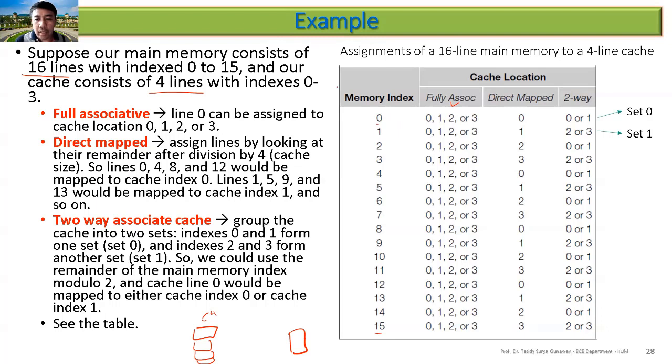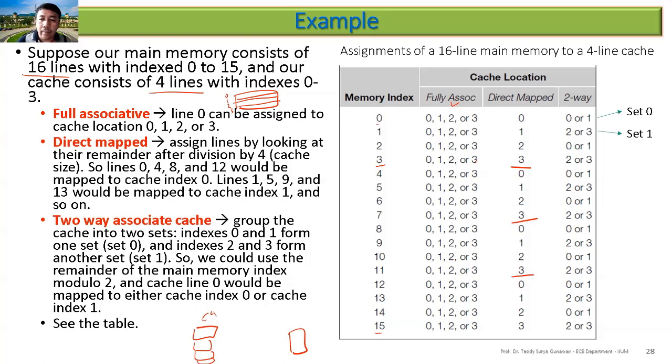So you have 4 cache lines, 0, 1, 2, 3, and anything that is available, you just put it there. So this is fully associative. Direct map, you put it like this: 0 to 0, 1 to 1, 2 to 2, and 3 to 3, and then you reset back to zero, because you only have four cache lines.